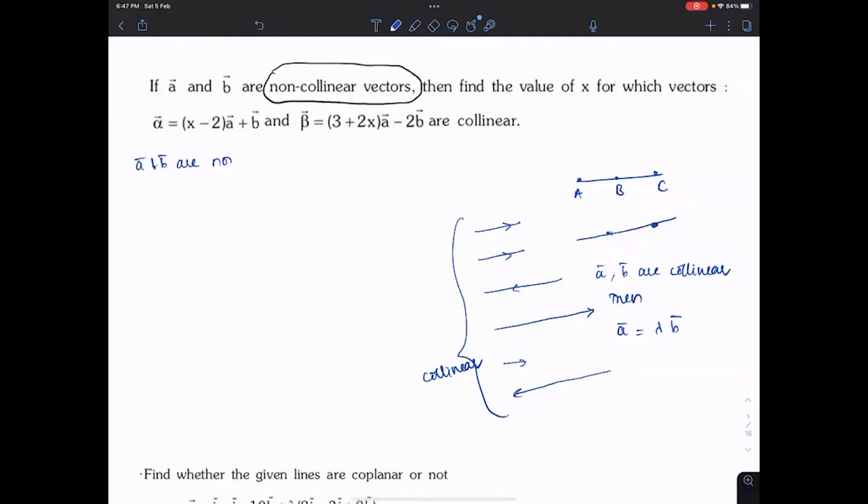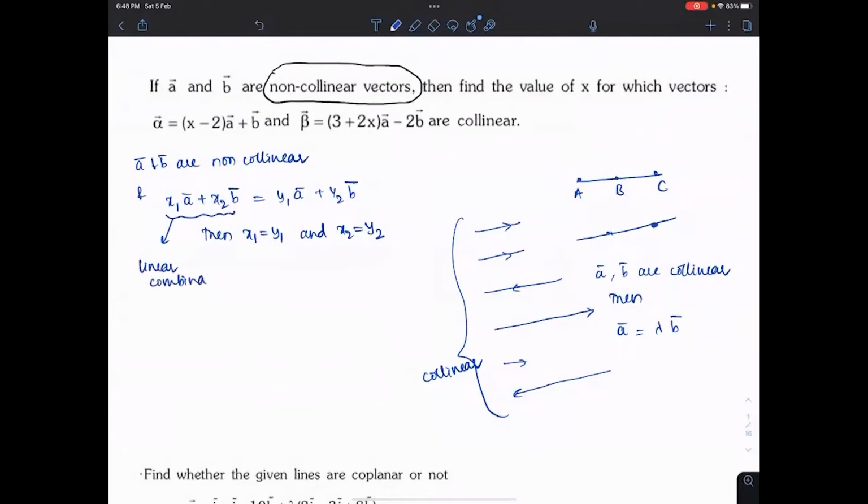Now, here the important point in collinearity is, for example, if A bar and B bar are non-collinear and some x1 times A bar plus x2 times B bar is equal to y1 times A bar plus y2 times B bar, then x1 must be equal to y1 and x2 must be equal to y2. Okay. What does it mean? What is this called? There is a term for this. This is called linear combination of A bar and B bar.